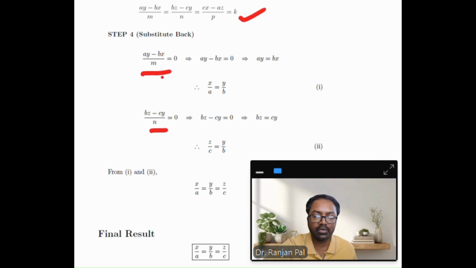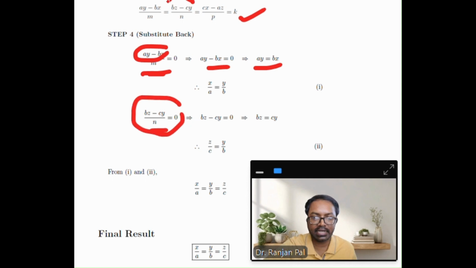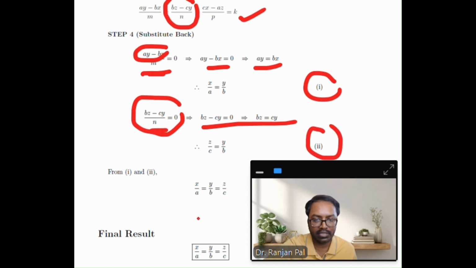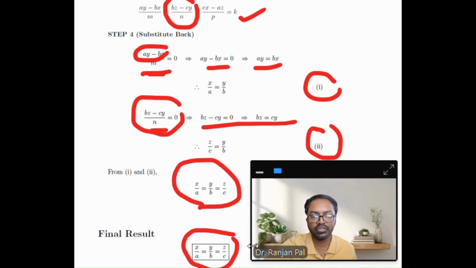Now if I equate the first ratio to 0, we can say that the numerator itself is 0. That means ay is equal to bx. Likewise, if I equate the second ratio to 0, we can say that bz is equal to cy. Now from 1 and 2, we can arrive at this particular statement, that is, x by a is equal to y by b is equal to z by c. Hence, we have proved the final result.